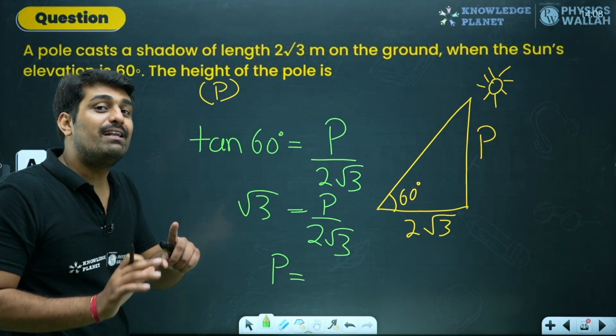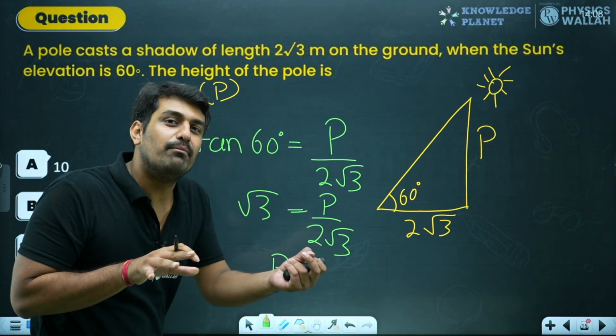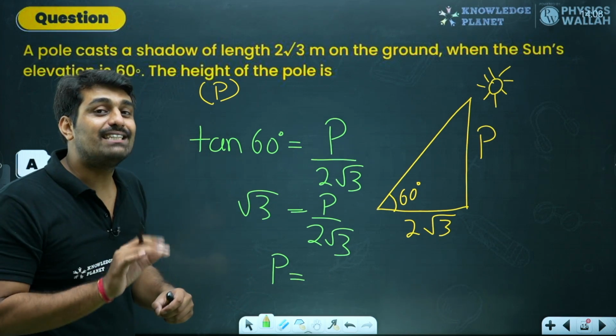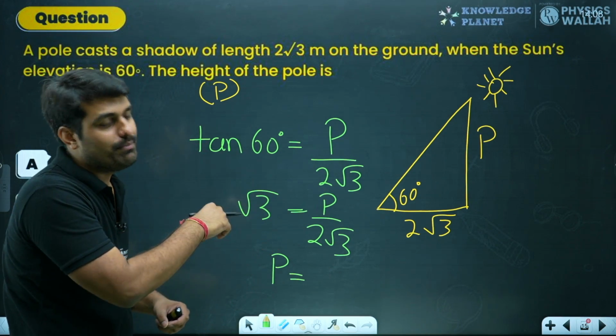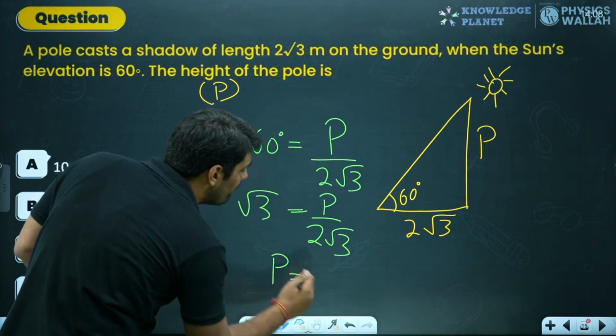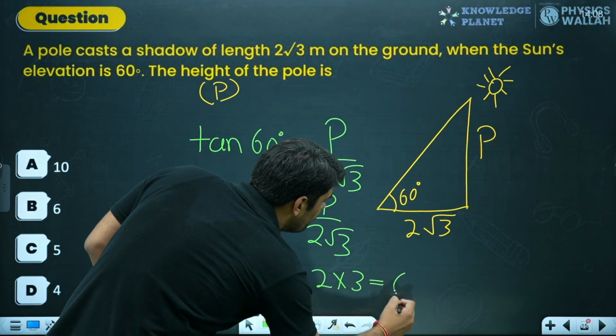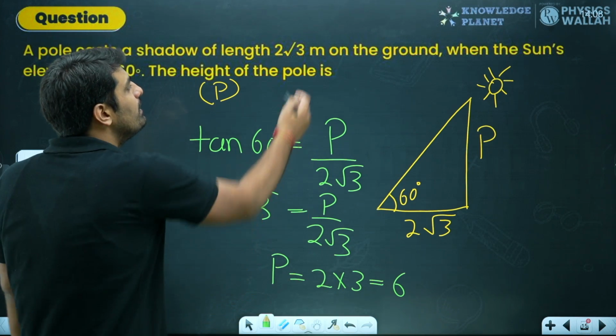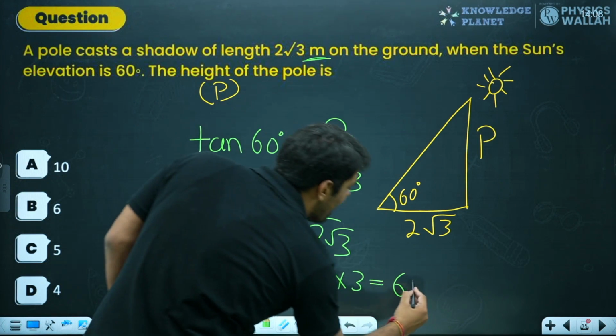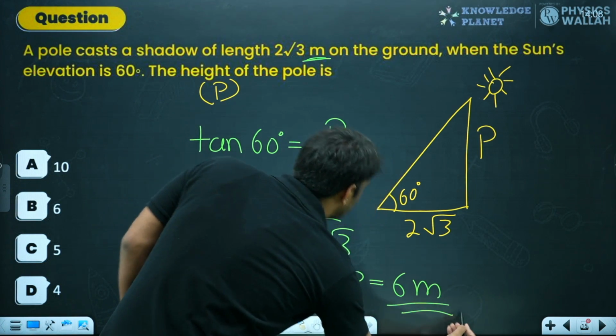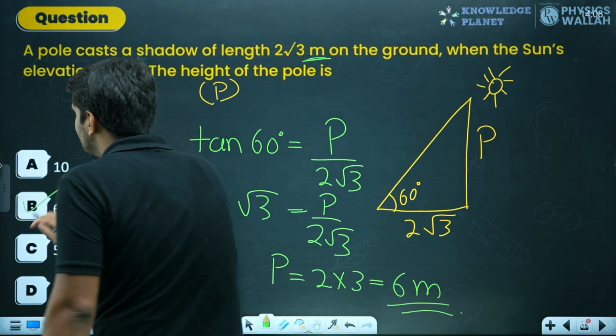I hope you know the multiplication of a rational number with an irrational number. 2 with 1 will remain as it is. Root 3 into root 3 we have done in the previous question. So 2 into 1 will be as it is, and root 3 times root 3 will be 3. So 2 into 3 is 6, and some unit would be there. Meter has been used, so I'll write 6 meters. This is the height of the pole, which matches with option B.